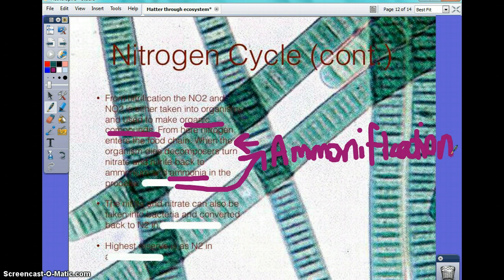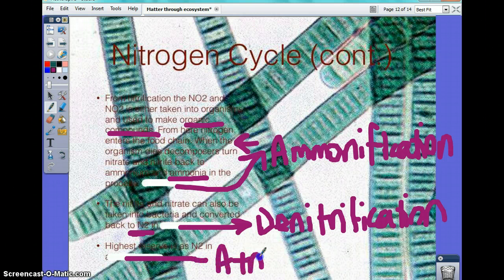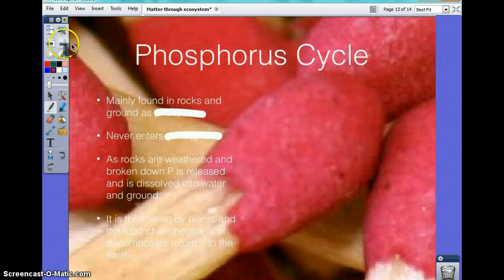And in the case that it does go back to the bacteria, they will turn it back to the unusable state of N2. And what's that process called? Denitrification. Good. And the highest reserve of nitrogen is N2 in the atmosphere. How much percent? 70% of the atmosphere is N2. 78%.